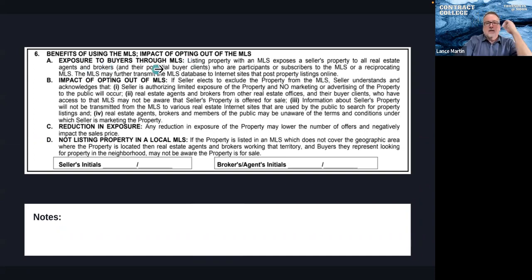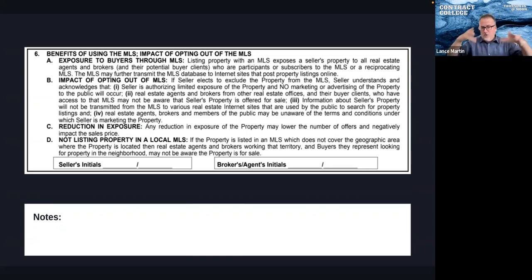So this paragraph says the obvious. Hey, additional exposure through the MLS. What's the impact of opting out? Well, less exposure, right? And what's that mean? Reduction in exposure. All right. If you're not in the MLS, who knows about it? Me, and maybe the 20 people on my team or the 200 people in my office. If I'm in the MLS, who knows about it? The world, truly the world.